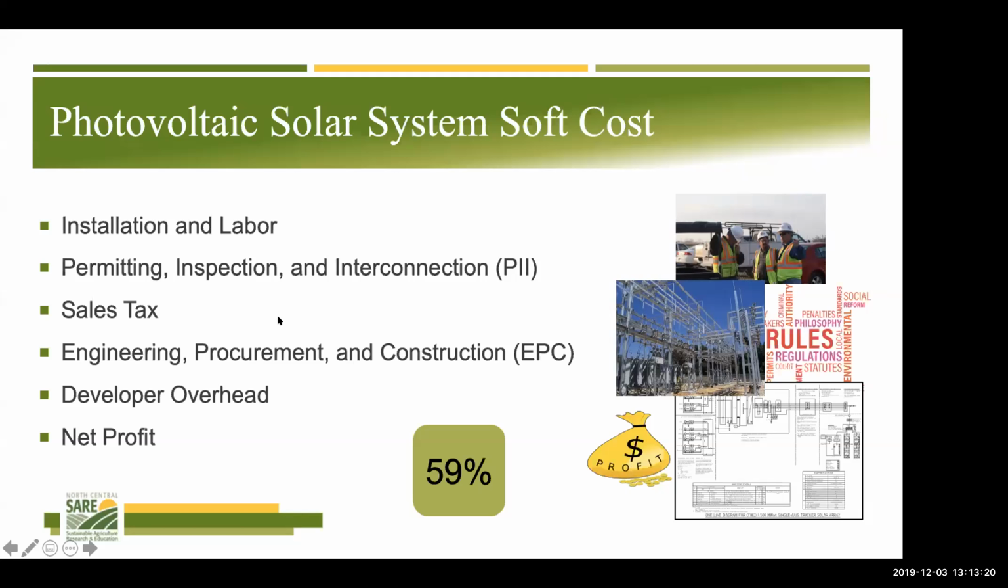So of that soft cost, 59% is going to be allocated towards installation labor, sales tax, engineering, procurement, construction, just developer overhead and net profit. And so there's a significant portion of the installation that really has nothing to do with the actual equipment that you're purchasing. And so that's an important thing to keep in mind, because as you look at gathering quotes, a large part of those soft costs could be handled very differently from one developer to the other.